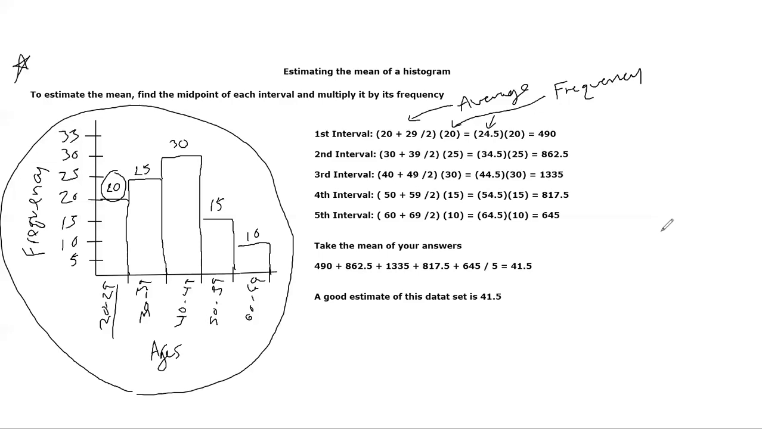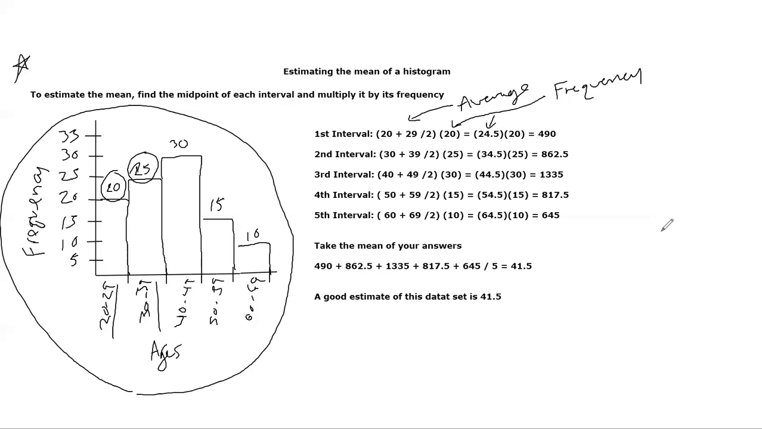Let's start with the next group, right? We have 30 to 39. Let's take the average of 30 to 39, right? So 30 plus 39 divided by 2. Multiply that by the frequency. Frequency happens to be 25. 30 plus 39 ends up being 69 divided by 2, which is 34.5, times 25, which ends up being 862.5. All right, the numbers are getting larger, right? And that corresponds. These numbers should be getting larger because the graph is slowly getting bigger.